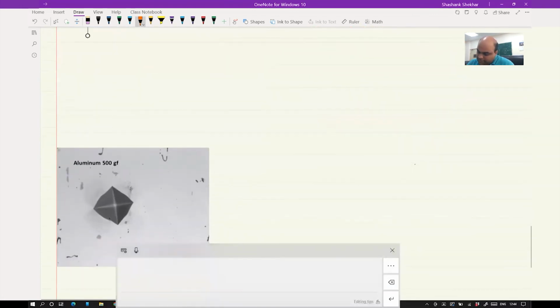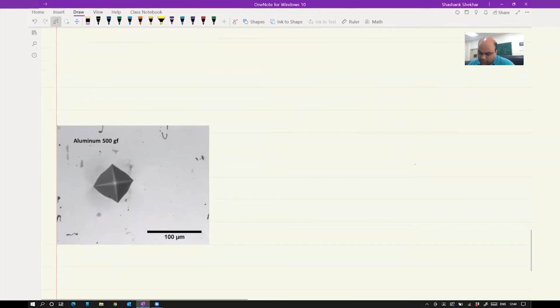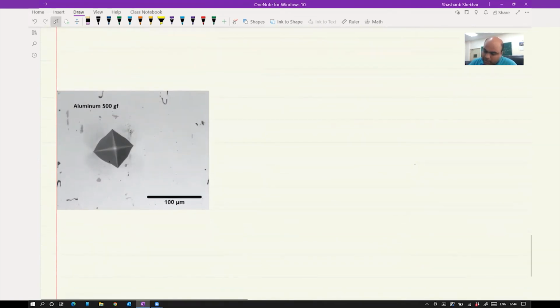I have an example here. This is for aluminum alloy, say 7075, and we are using 500 gf load. So your load P is given as 500 gf. And this is the indent impression I was talking about before. So what you have to do, you have to measure two diagonals here. One is going to be this one, and another is going to be this one.